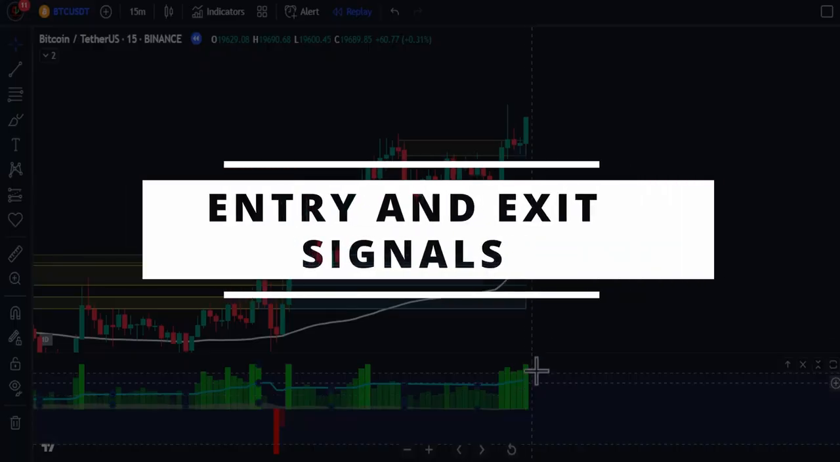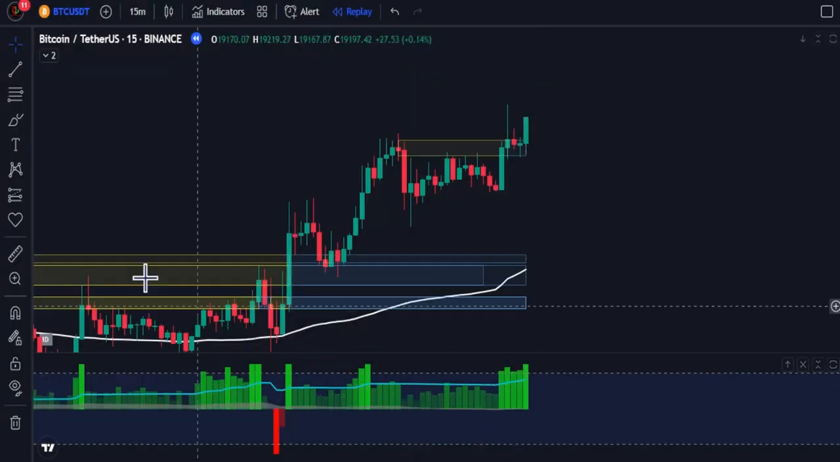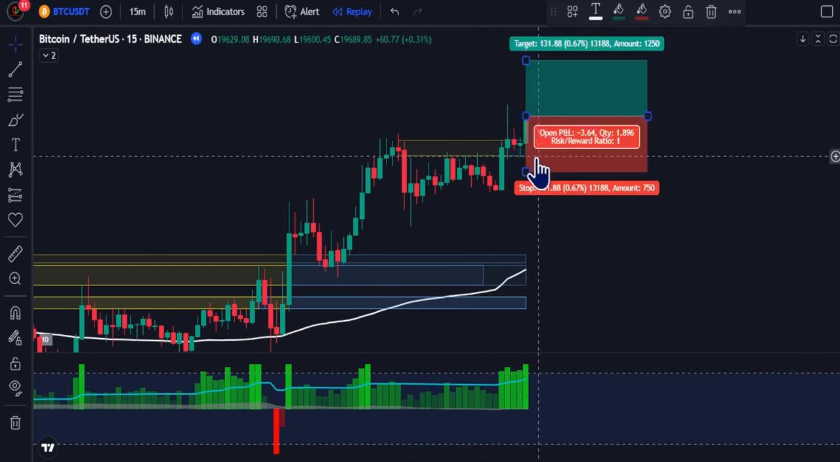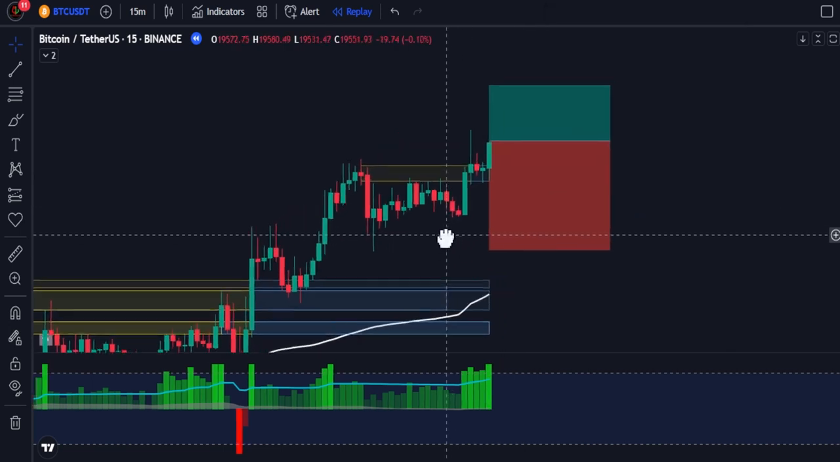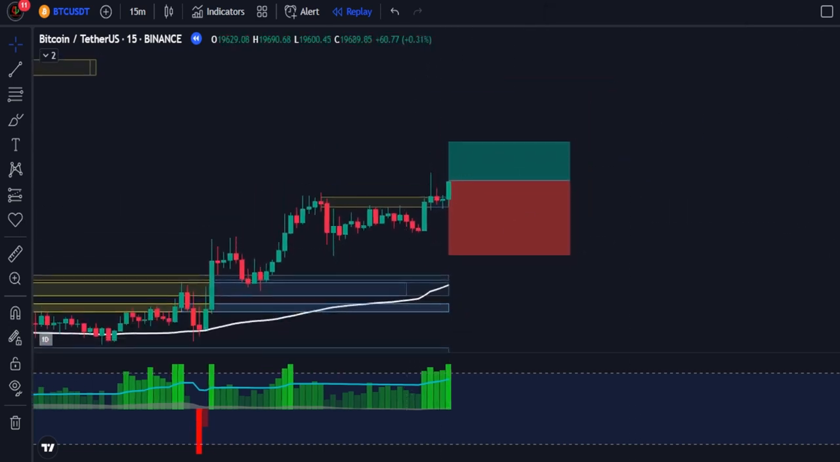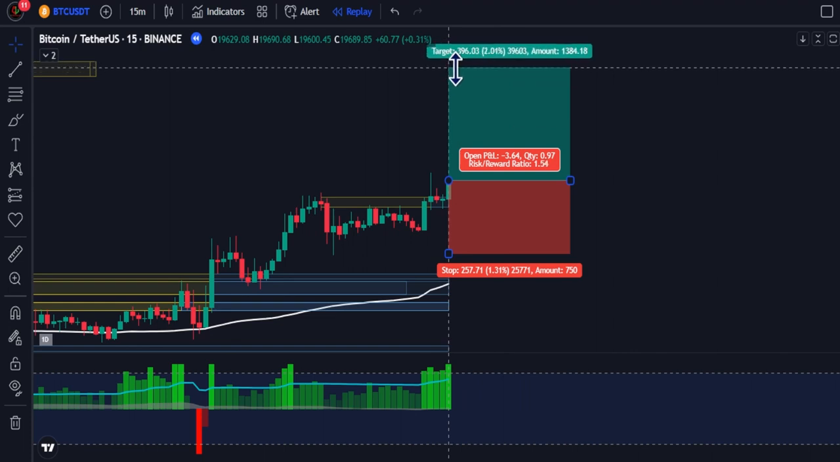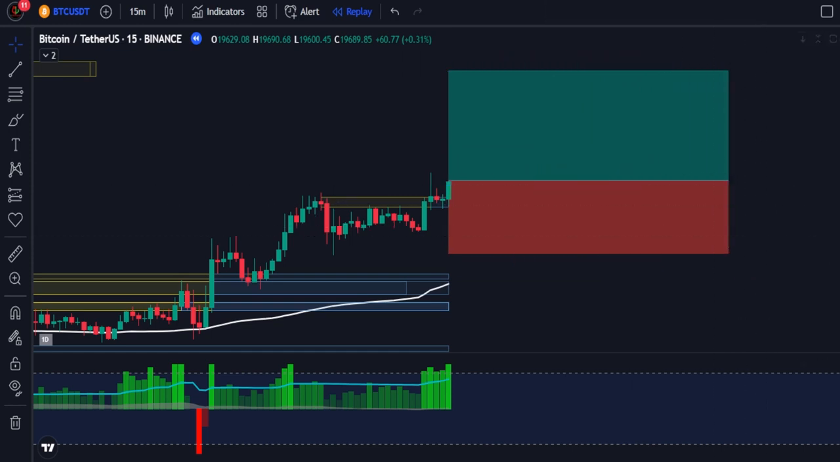Entry and exit signal. All of the conditions have been met, so we will enter into a buy position. We will be putting the stop loss at one of the levels or at the recent swing low. You can choose which one is best based on the current volatility of the market. For the take profit, we will target a 1.5 times risk to reward ratio. Now let's take a look at how the trade will play out.